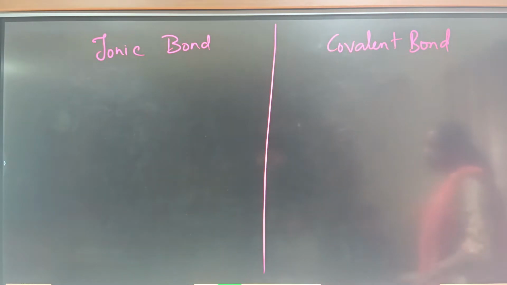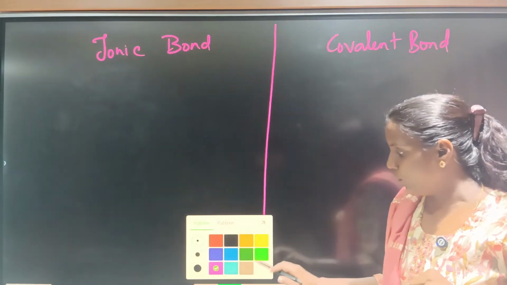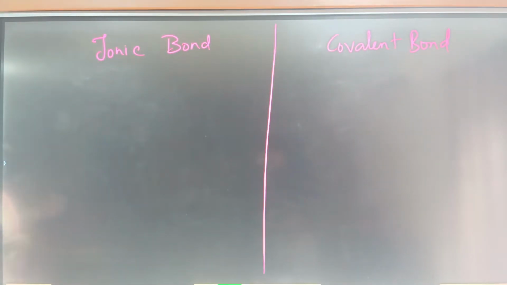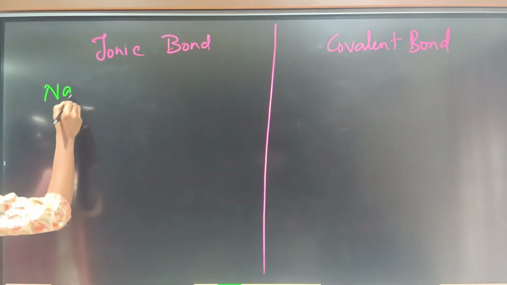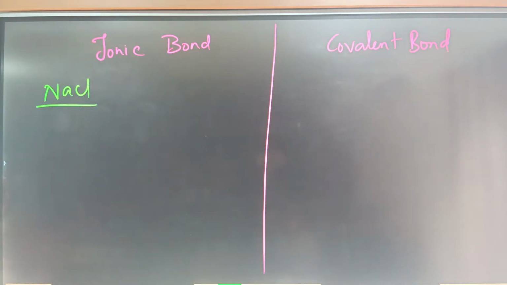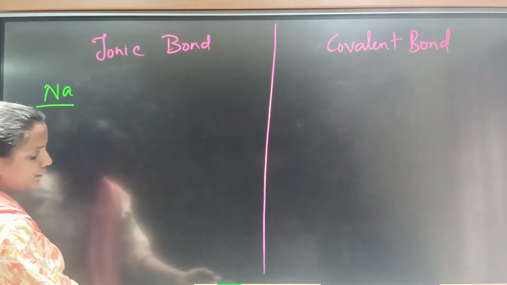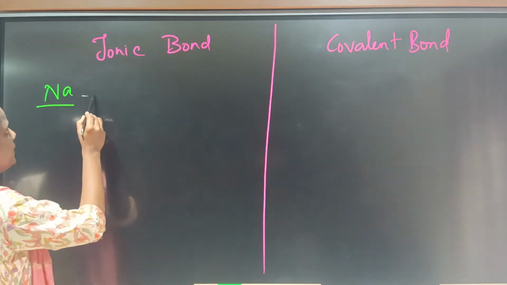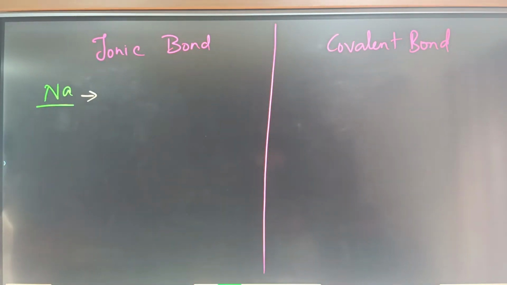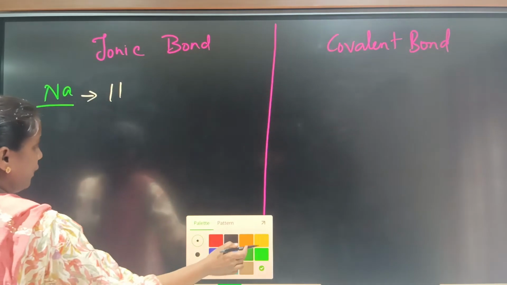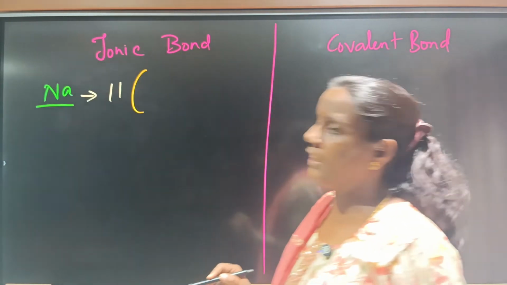Now listen, ionic bond, see, when I take an example of sodium chloride, or just I am going to take sodium first, then we will go to the next thing. What is the atomic number of sodium? In the previous classes you have studied. What is the atomic number of sodium? 11. Yes, 11. So when you write the electronic configuration, what is the electronic configuration of sodium?